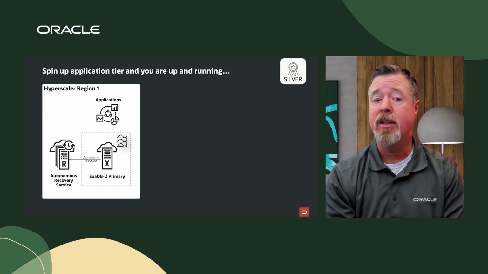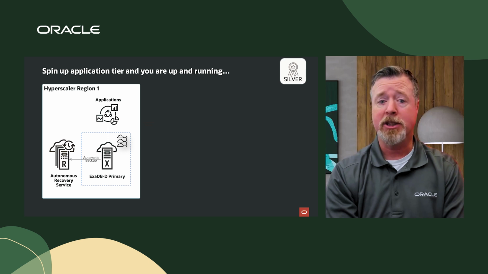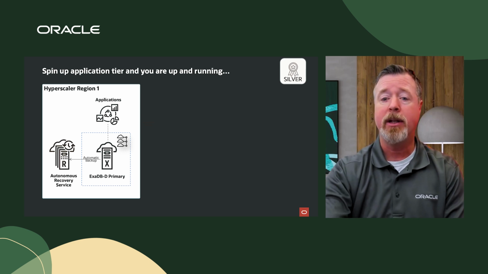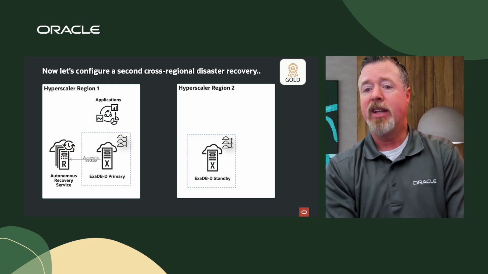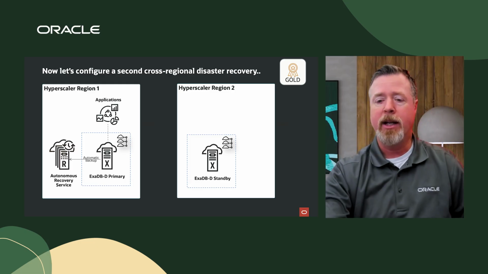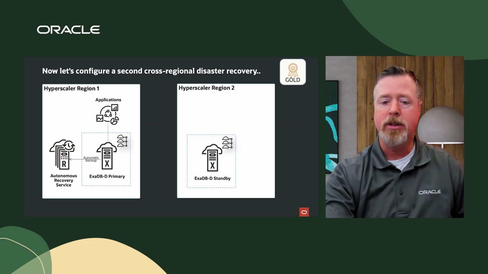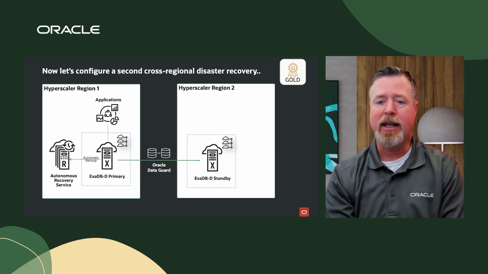So we're set up within the region. But what if a power outage occurs? We want to provide a different level of protection for disasters. So we'll set up a second region. We get ExaDB up and running. We have our standby database configured with Data Guard. So now we have that capability set up.